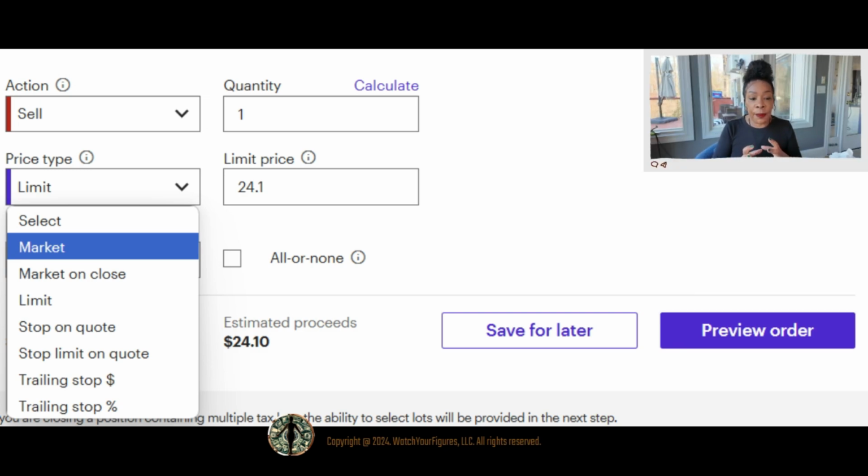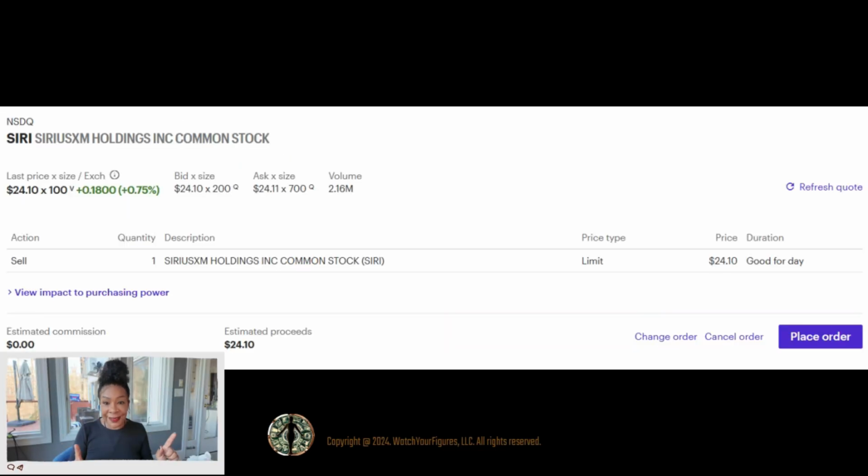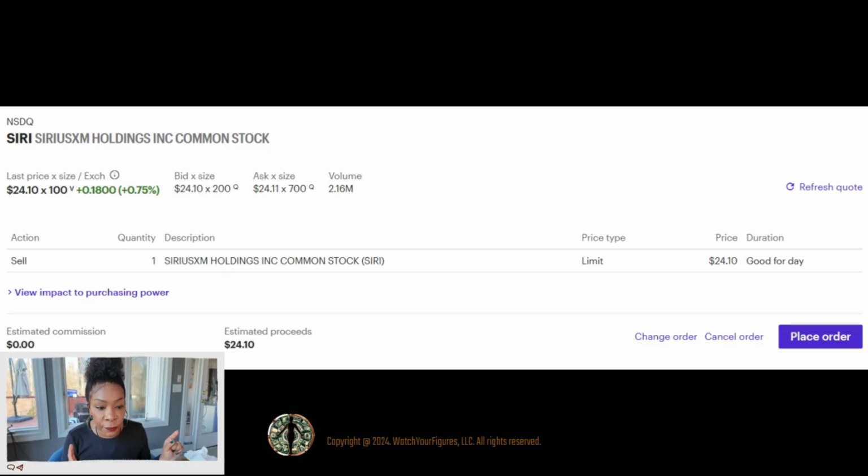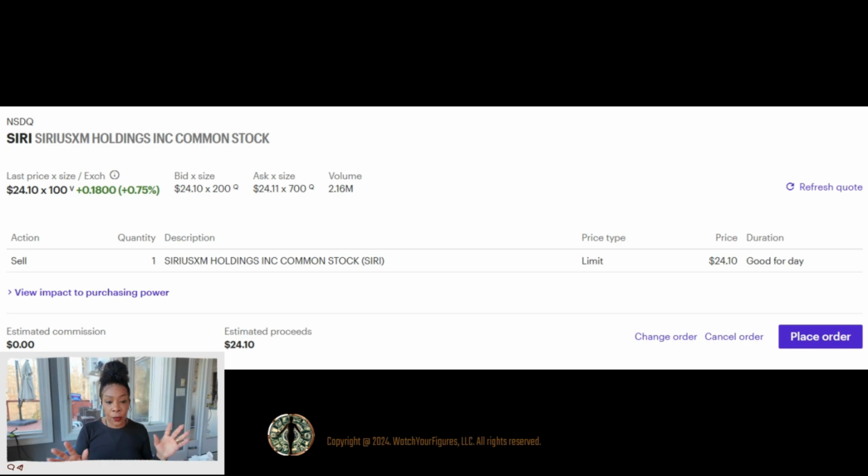They say my estimated proceeds are $24.10. I think that's what I bought it for, right? I'm not sure, but I think it's what I bought it for. So now I'm closing out making no money, but it's better than closing out taking a loss, right? So we're back to $24.10. I'm going to preview the order and we're going to place the order, right? I'm good. I'm selling 1 share of Sirius Radio and it tells me it's for $24.10 and it's good for today. So we're going to go ahead and place our order.